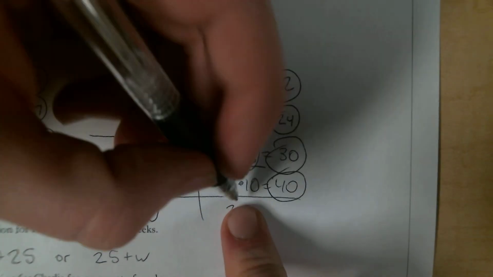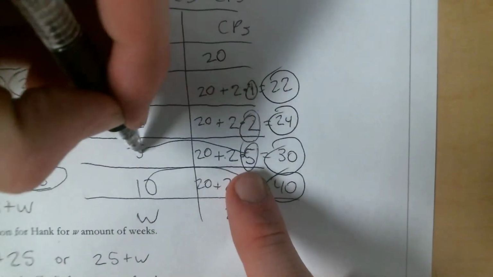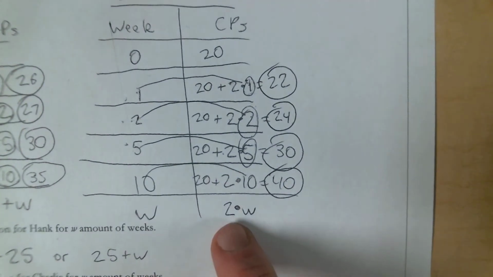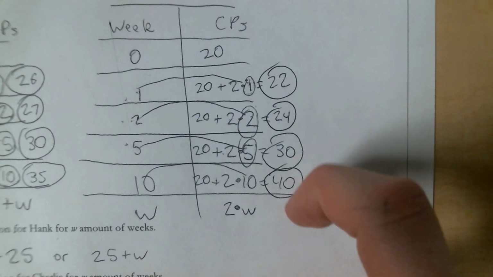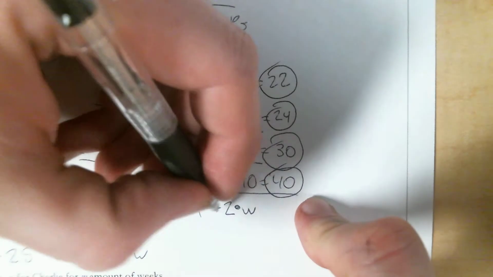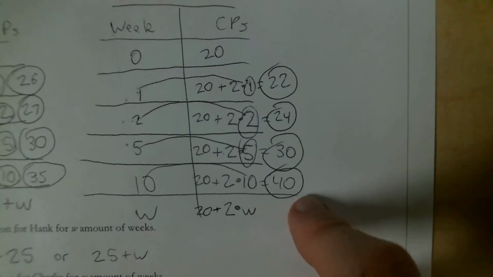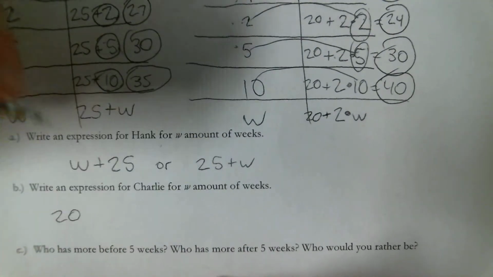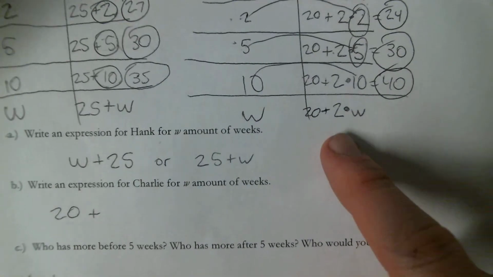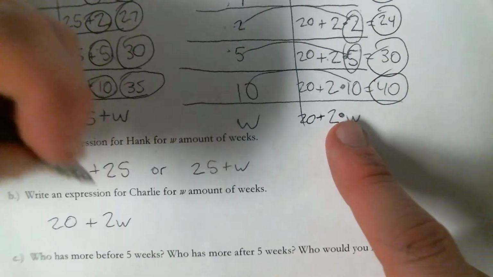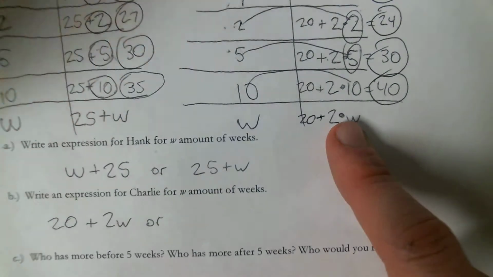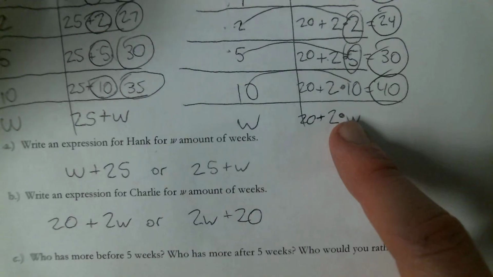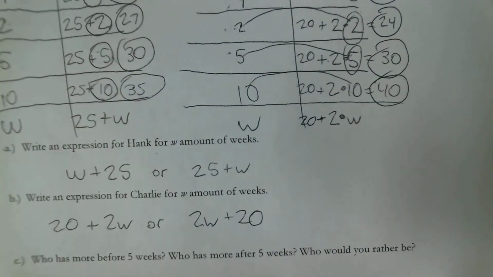2 times 10. 10s match up. 2 times 5. 5 matches up. 2 times 2. 1 times 2. All of those numbers, right? But I'm not just doing 2 times W to get these numbers, right? I'm also adding 20. So my expression I could write for our friend Charlie could be 20 plus 2 times W. I can write that simpler. I can just write 2W. Or, we know order doesn't matter, so I could also do 2W plus 20. So these are my expressions I can write for Hank and Charlie.